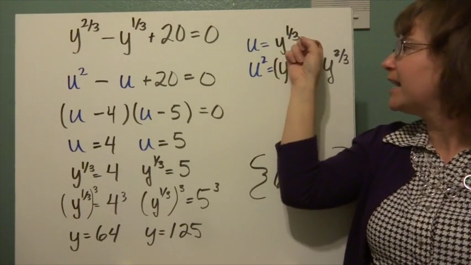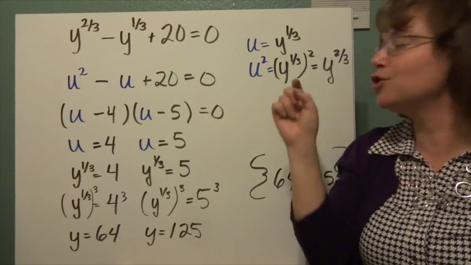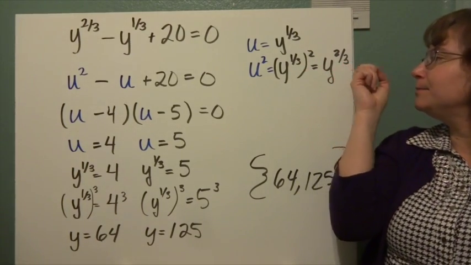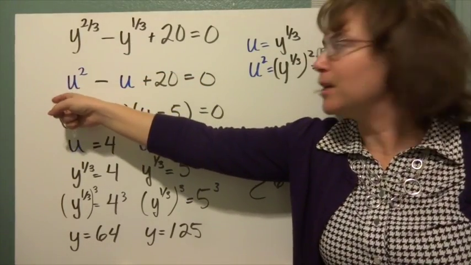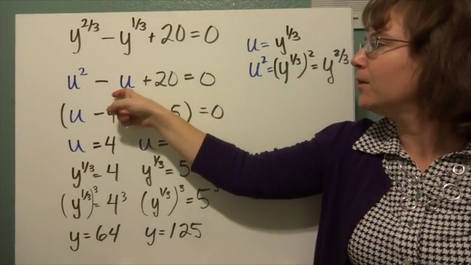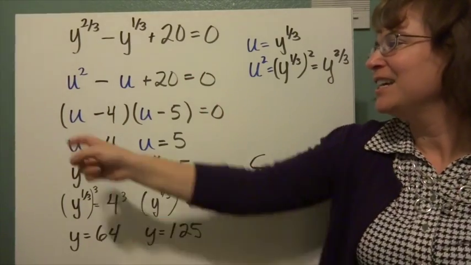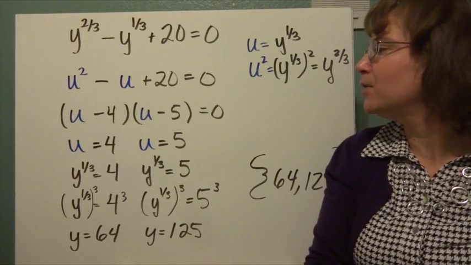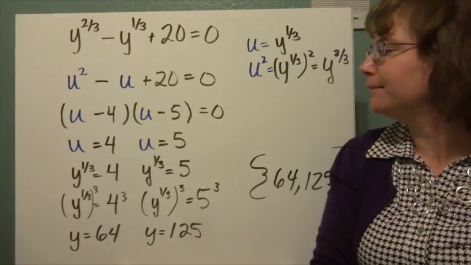Now remember, when you have an exponent, you can just multiply that. And 2 times 1/3 is just 2/3. So I get y to the 2/3. So instead of y to the 2/3, I can put my u squared minus u, which is y to the 1/3, plus 20 equals 0. I can again factor this. So I have u minus 4 times u minus 5 equals 0. u is equal to 4 or u is equal to 5.